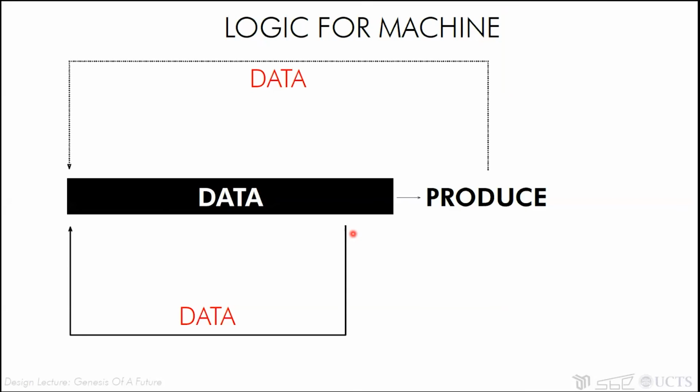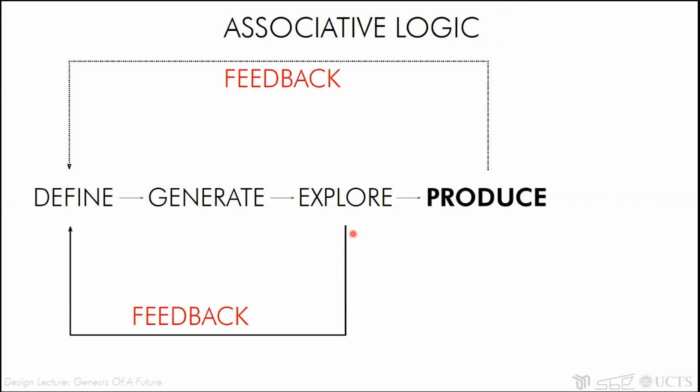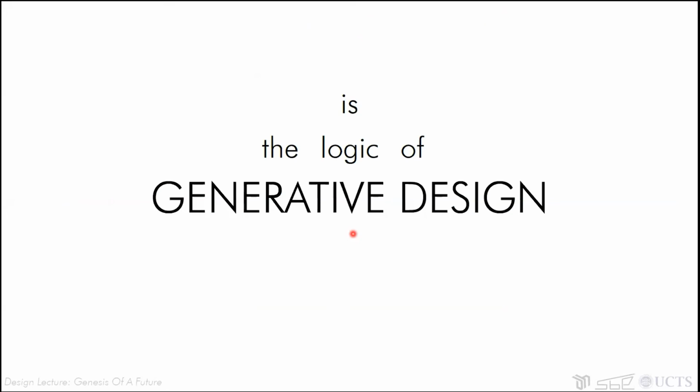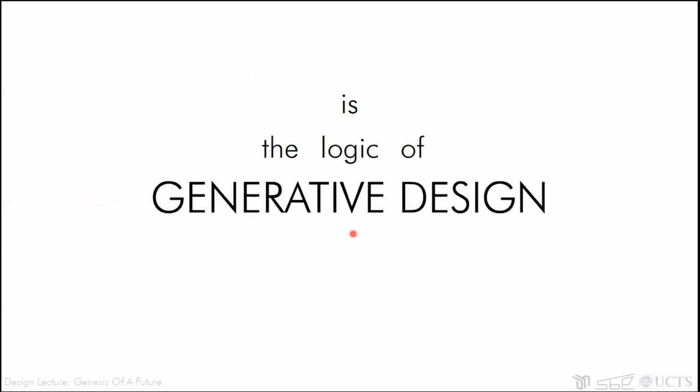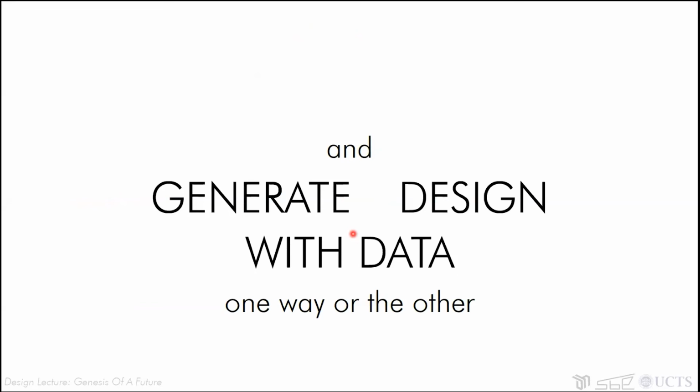And don't worry, guys, we are approaching the end. So with all these talks, what is it all about, right? We talk about associative logic and generative design, and all of it is to generate data and data and data. And what is it all about, this associative logic? Well, in my opinion, associative logic is the logic of generative design, and generative design with data, one way or the other. If you don't like Grasshopper, go with others, be free.